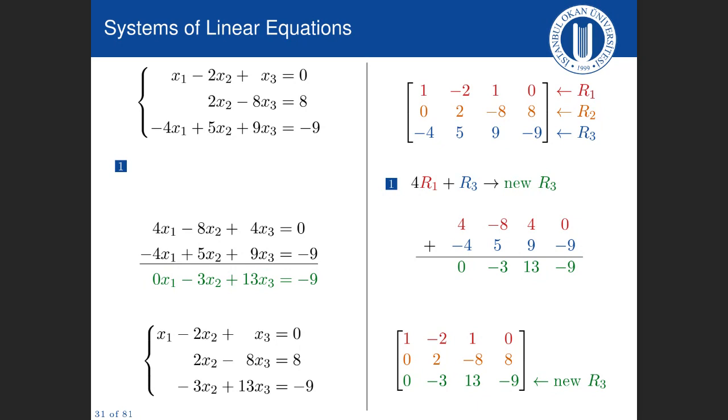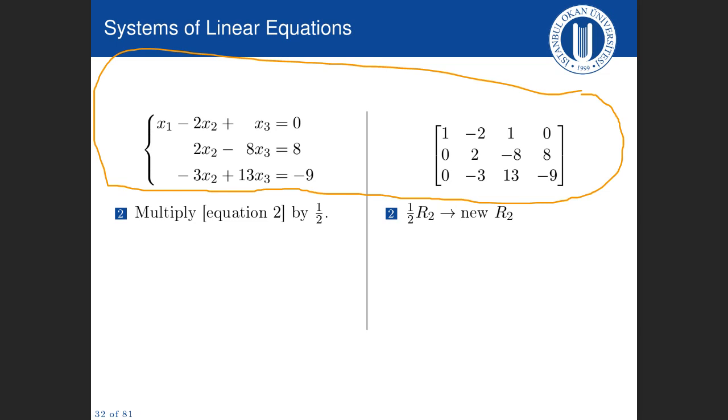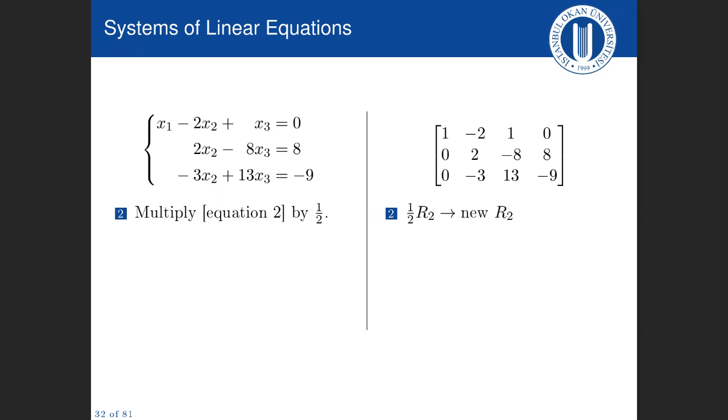Okay, let's move on to step 2. This is where we got to last time. I've copied these from the bottom of the previous slide. For the linear systems, I want to multiply equation 2 by a half. For the augmented matrix, I want to multiply R2 by a half. First, the linear systems. Equation 1 and equation 3 stay exactly the same. Equation 2, I'm multiplying by a half, so I get x2 minus 4x3 is equal to 4.